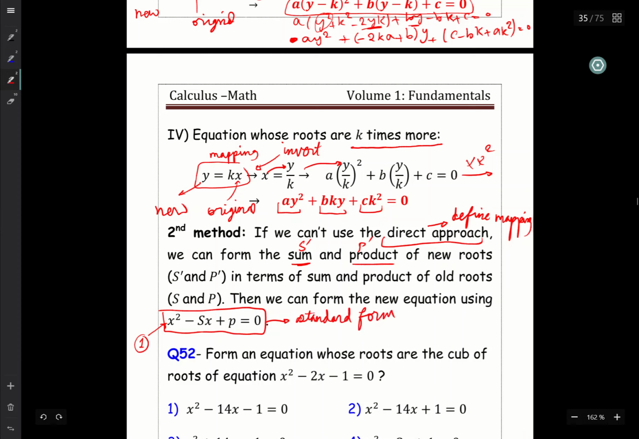And this is in general true for any polynomial. The term with the highest degree, x to the n, is called the leading term, right? When the coefficient of the leading term is 1, this is called the standard form.